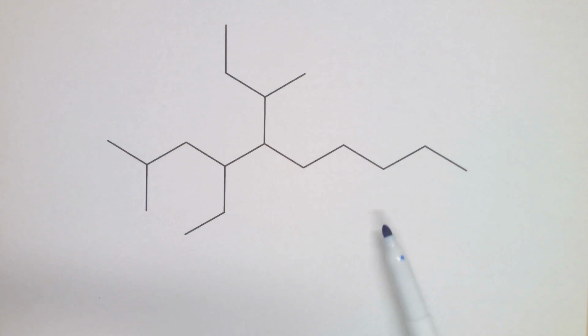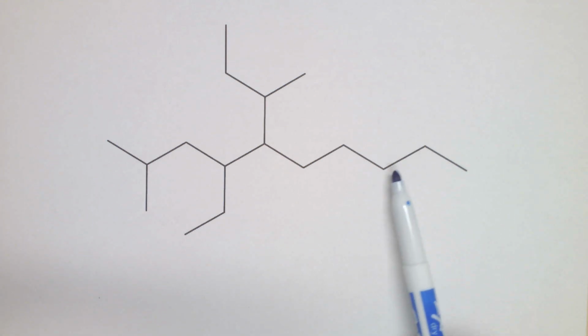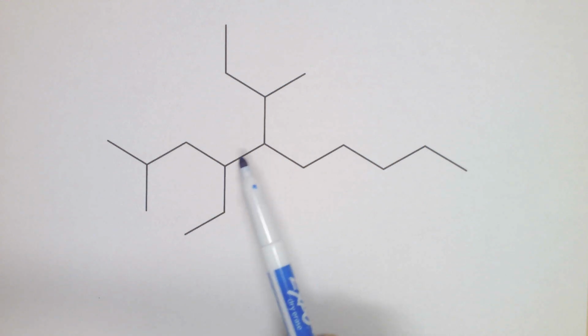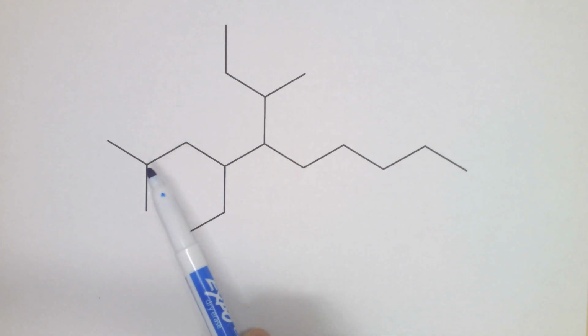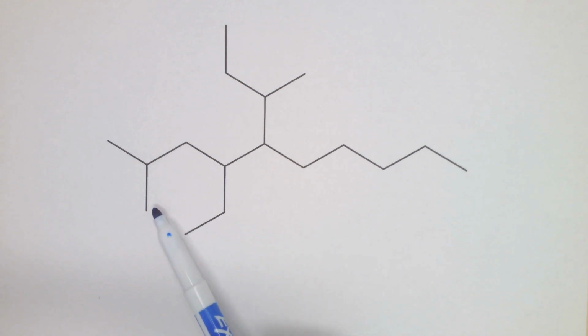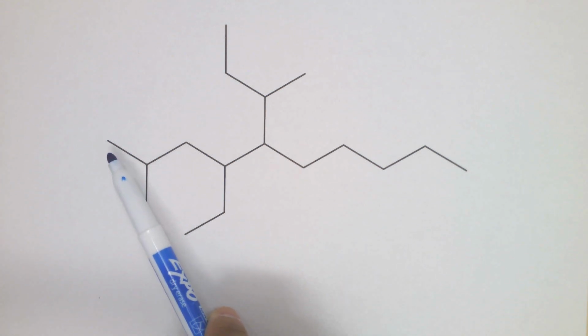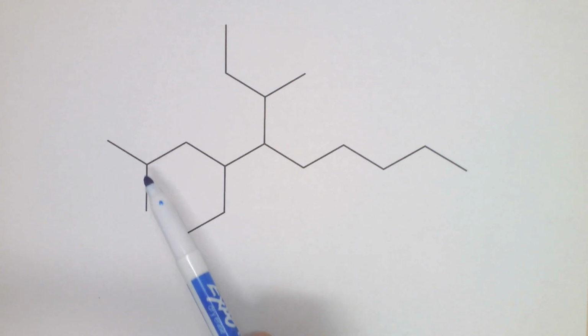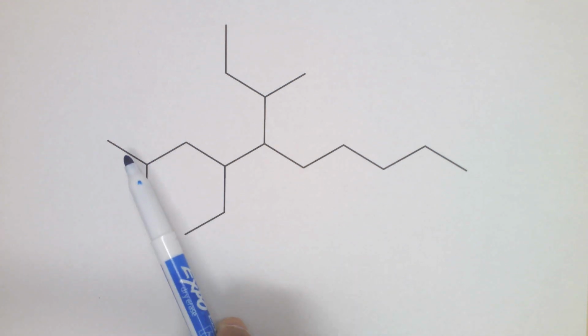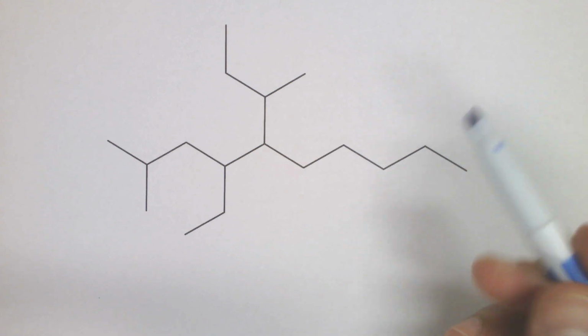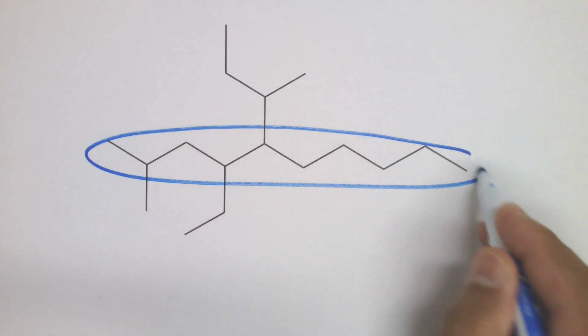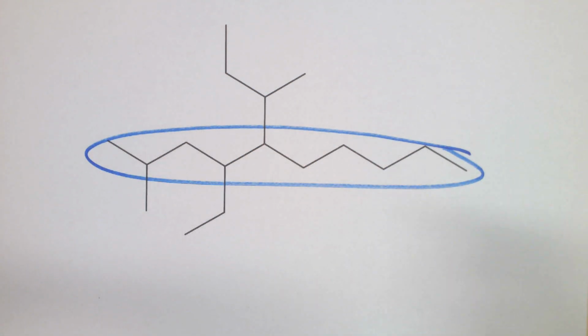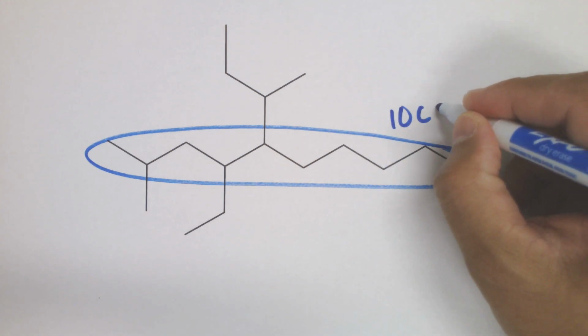There's an even longer chain. 1, 2, 3, 4, 5, 6, 7, 8, 9, and then I have another choice to make. I can go down with one carbon or go across for another carbon. This is symmetrical, so it doesn't matter. You can pick either carbon. I'll go ahead and count all the way across. And so interestingly, right through the middle here, we have the longest carbon chain. 10 carbons is decane.